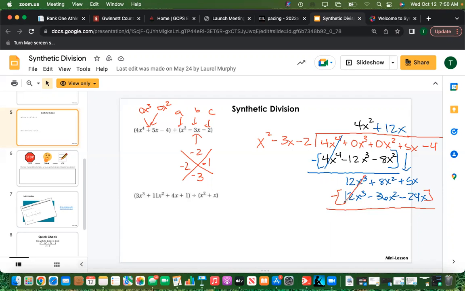So these will cancel. 8 minus negative 36, we're going to add those together because that'll make it positive. And so that'll give us 44x squared. 5 minus negative 24, that's going to make that positive. That's going to give us 29x. And then we'll bring down our next term.